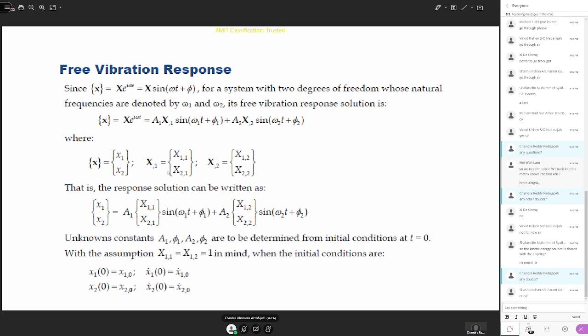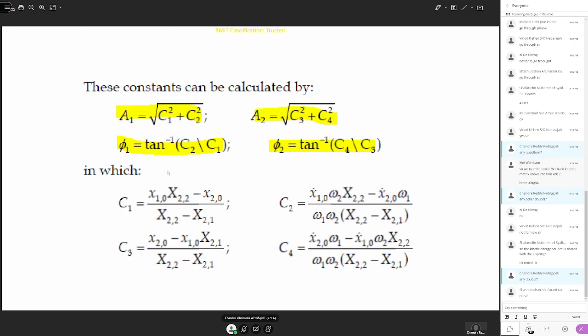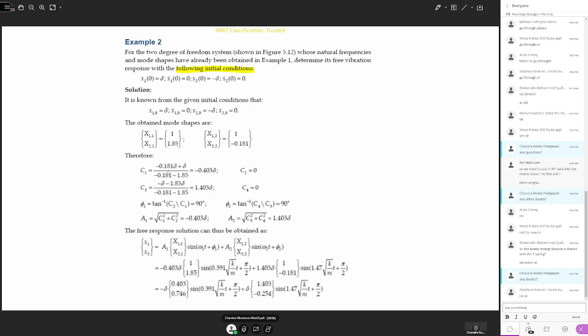So this is the free vibration response. The initial conditions are given. So once you know the initial conditions, then you can apply this formula to get C1, C2, C3, C4. And once you know these, you can substitute back and you can get the required response.